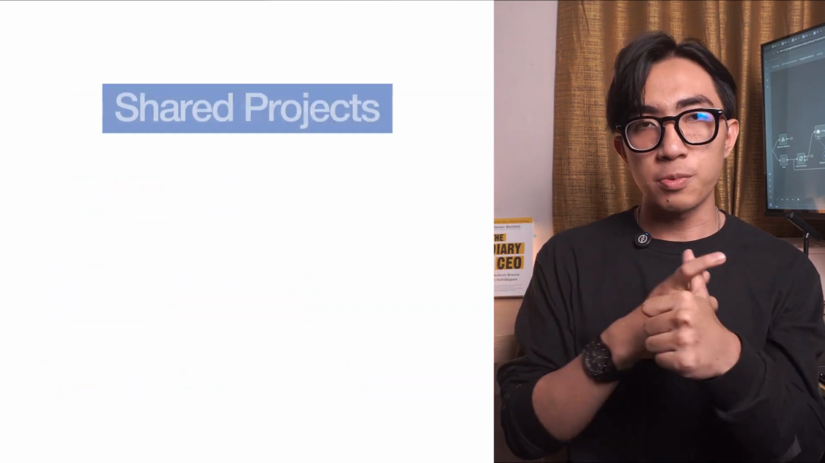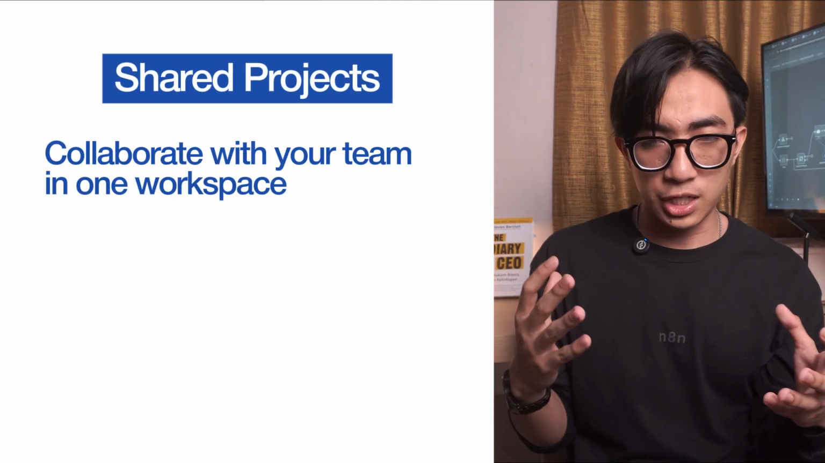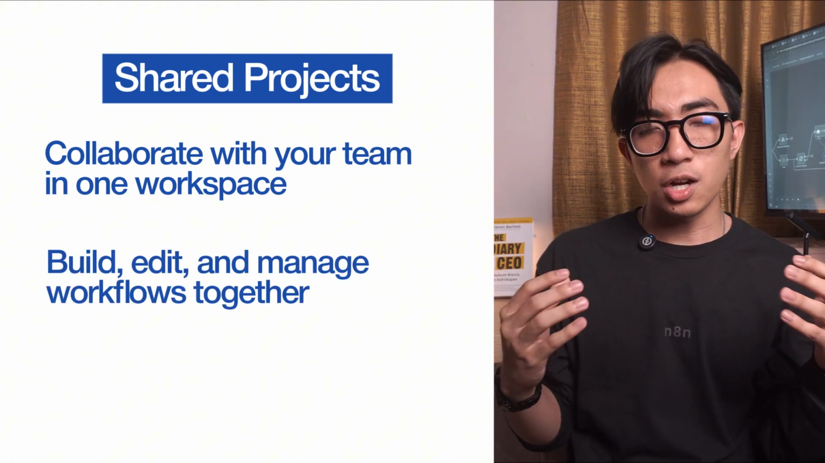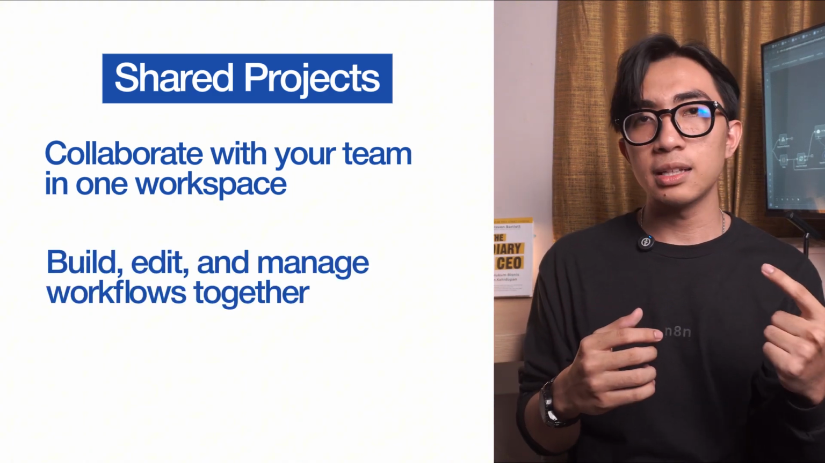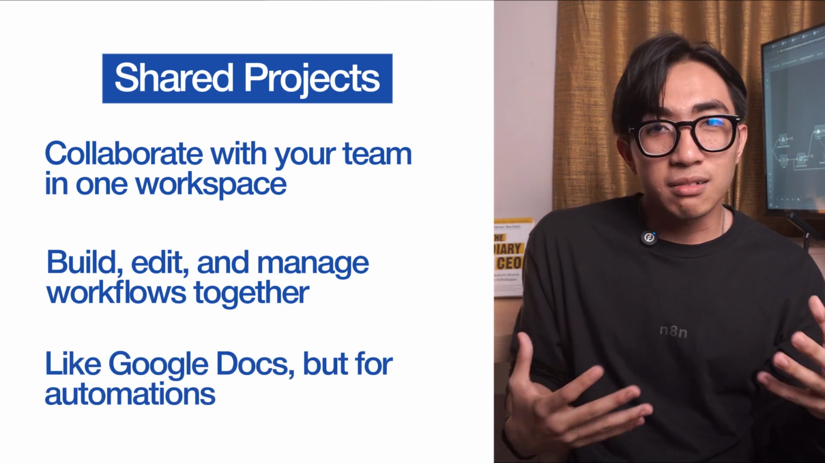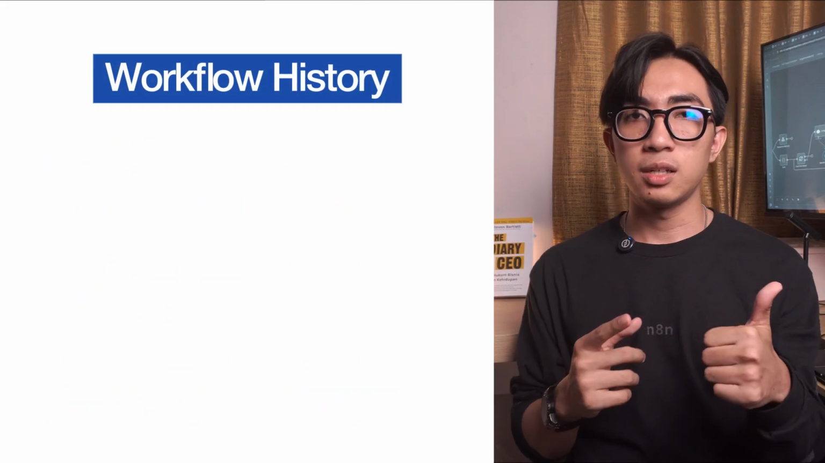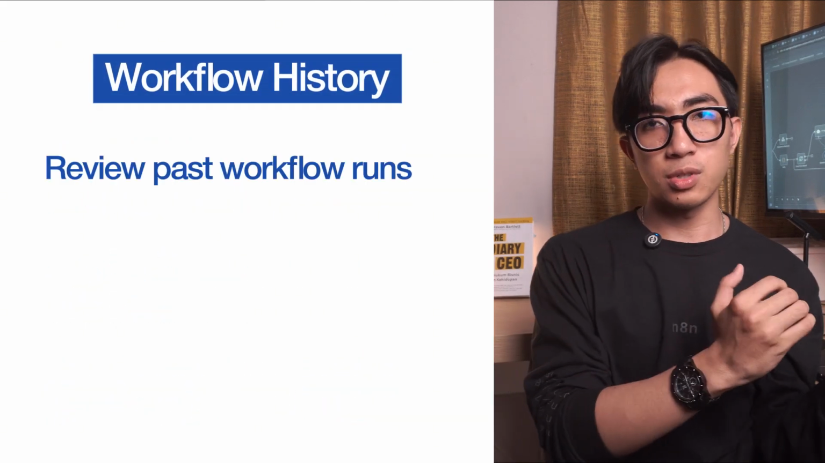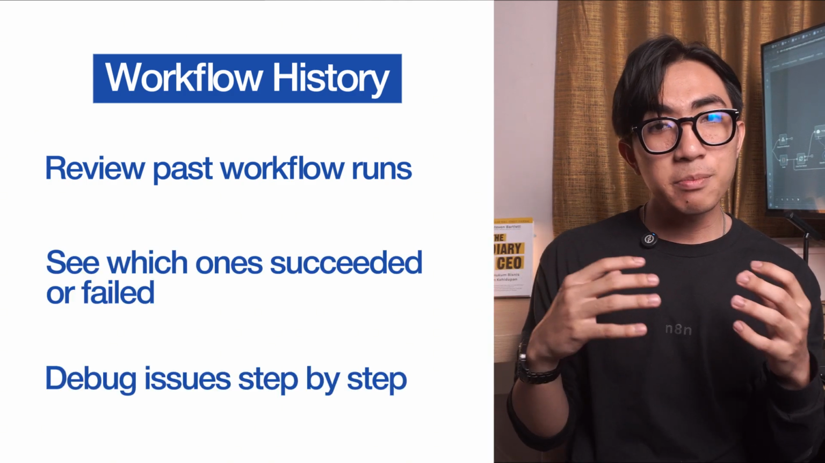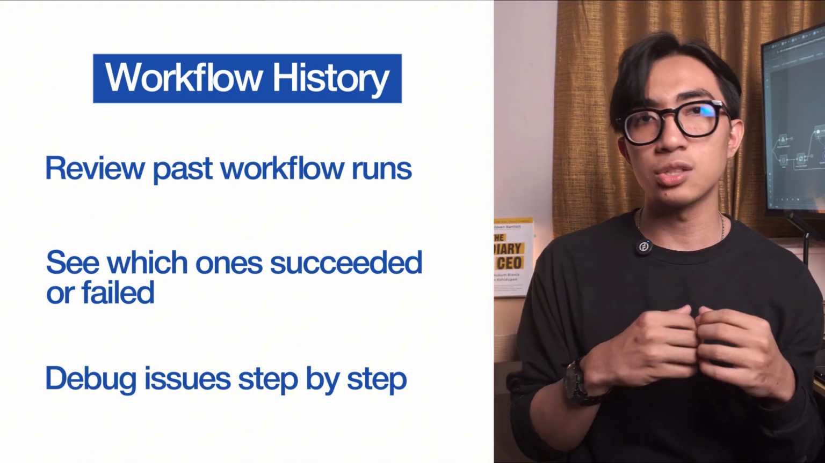And then you have shared projects. What shared projects actually means is all about collaboration. Instead of keeping workflows siloed on their own, shared projects let your team build, edit, and manage workflows together in the same space. Think of it like Google Docs, but for automations. And then you got workflow history. This lets you look back at past runs, and you can see which ones succeeded, which ones failed, and debug the issues step by step. This is super useful for actually everyone.